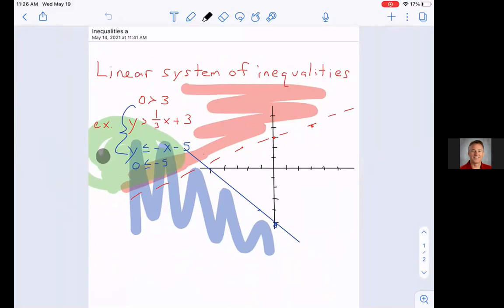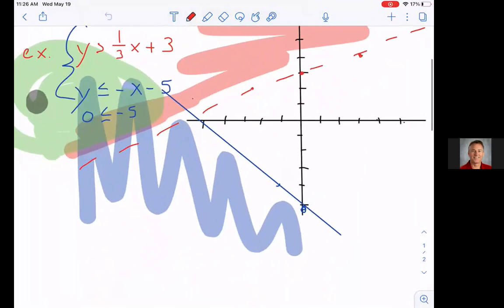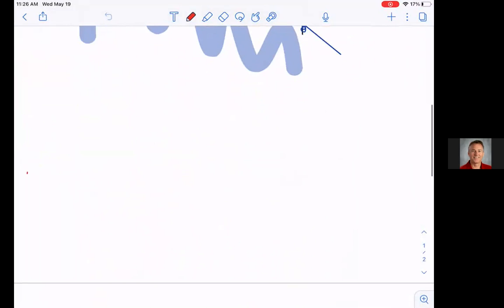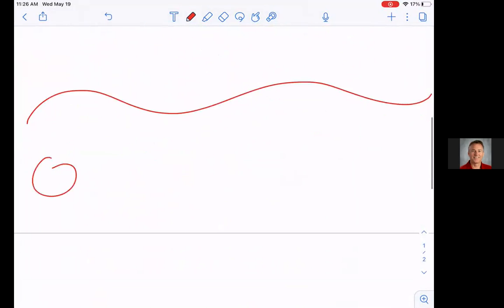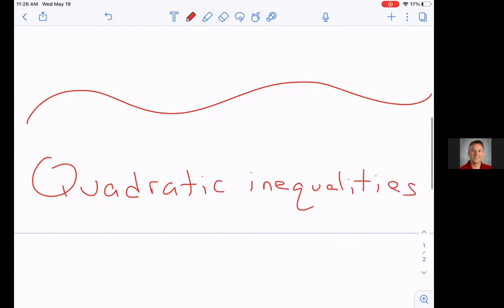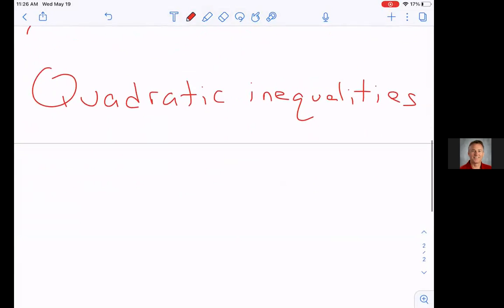And so the next thing that we're going to do, and this is going to be our last thing, are quadratic inequalities. Quadratic means x squared, right? It's got an x squared in it. And an inequality means it's going to be a less than or greater than or equal to, okay, but not just equal to. So this would be an example of a quadratic inequality.